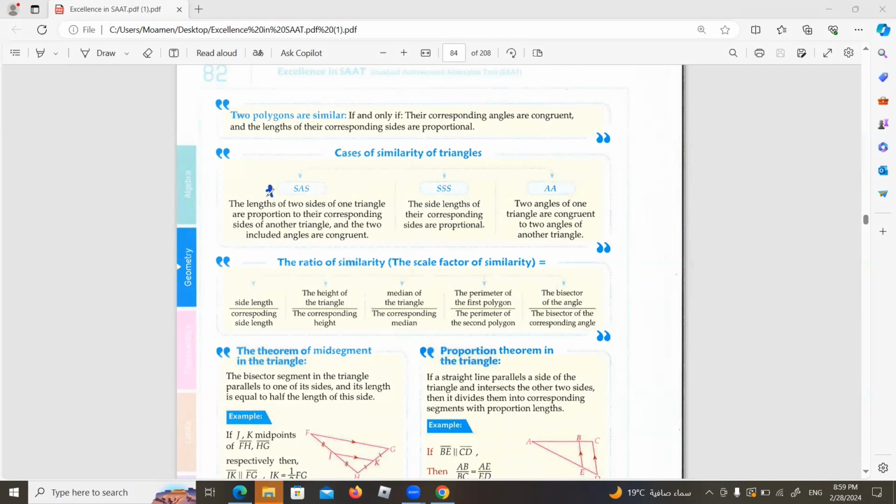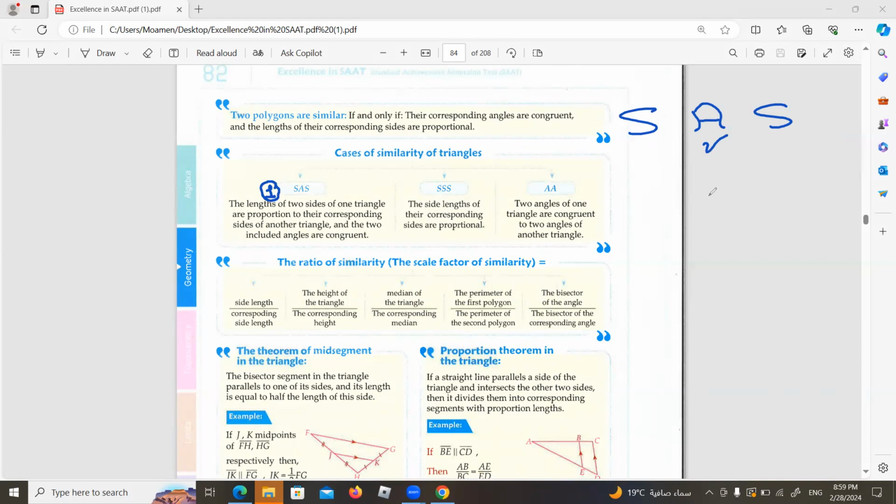The first case is called SAS. Mister, it's the same case as for congruent? No, it's not the same. It means S for side, A for angle, and S for side. So two sides from the first triangle are proportional to two sides from the second triangle, proportional, not equal, and the included angle must be equal.